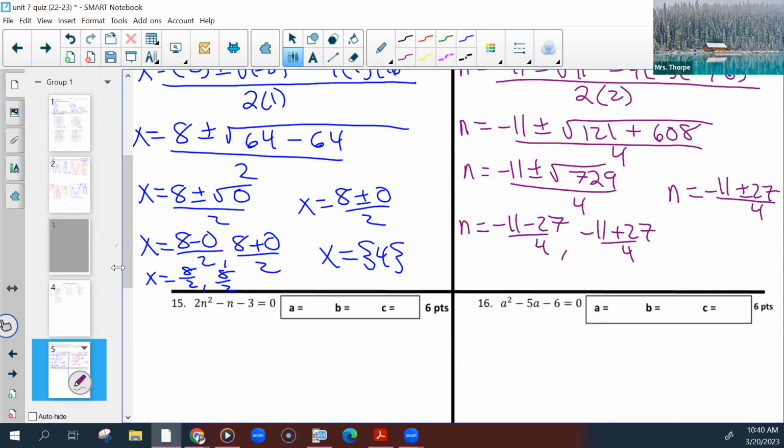So Paige, this is where the plus and minus comes in, but the answers may not be the same. Once you simplified that or did -11 minus 27 divided by 4, and the same thing for the plus, you should have gotten -19/2 or -9.5 and +4. And remember to also put them least to greatest. Sorry.